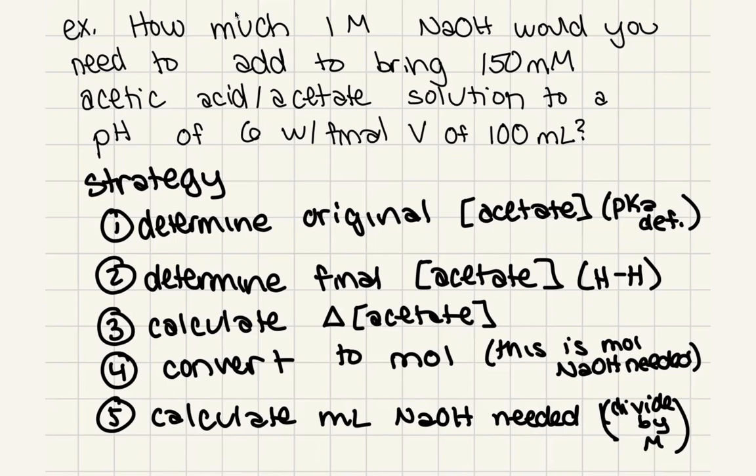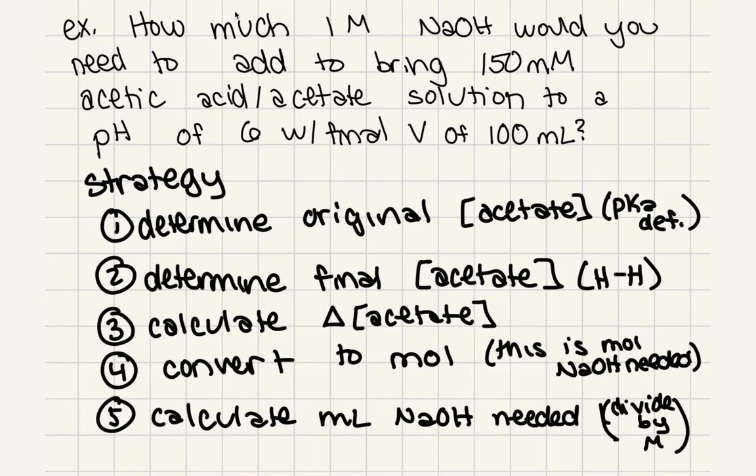So in this example, what we're saying is, how much 1 molar sodium hydroxide, so that's a strong base, remember, when you dissolve it, it's going to dissociate. So that'll be basically just adding OH minus, and that could react with our acetic acid to give us acetate. So we're saying, okay, how much of that would we need to add to bring 150 millimolar acetic acid acetate solution to a pH of 6 with a final volume of 100 milliliters?